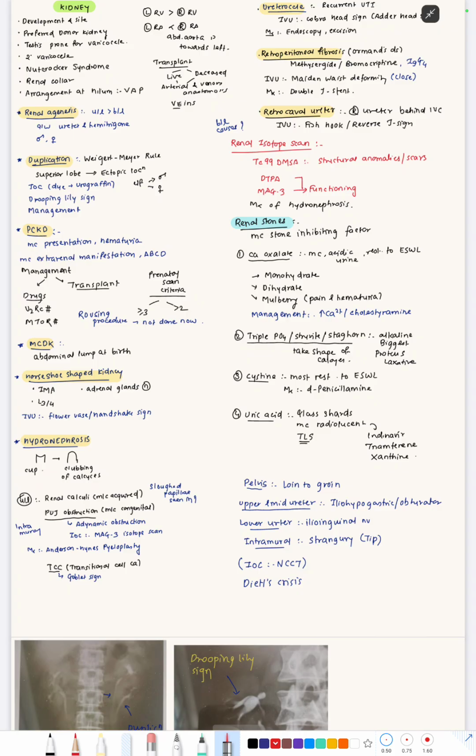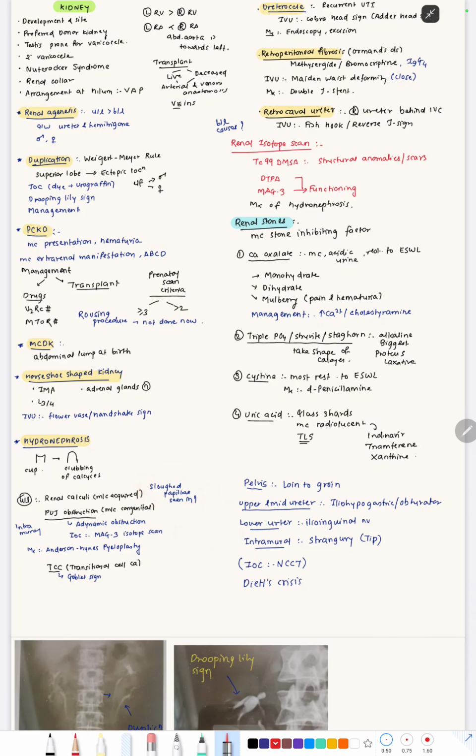The most common acquired cause is going to be stones, so renal calculi, leading to hydronephrosis. Other intraluminal causes are where sloughed papillae are seen. Sloughed papillae are seen in diabetes mellitus or in analgesic abuse. Then the next is the intramural causes.